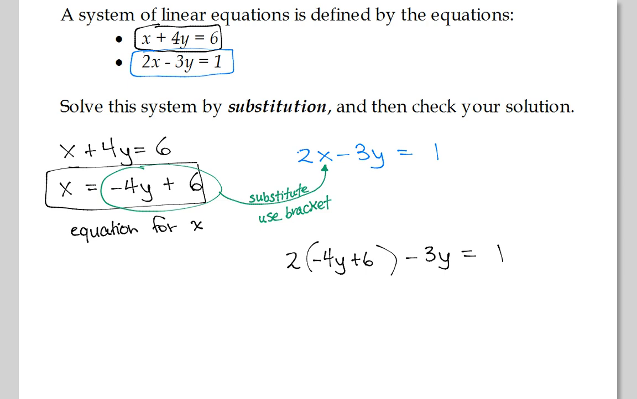So I'll give you a second to catch up in the notes. So we started with the first equation. We moved the 4y to the other side. This gives us an expression for x. So this expression here, minus 4y plus 6, is equivalent to x. So I can substitute it into the other equation where I see x. I use a bracket. This was x right here. And then I still have to finish off the minus 3y equals 1.